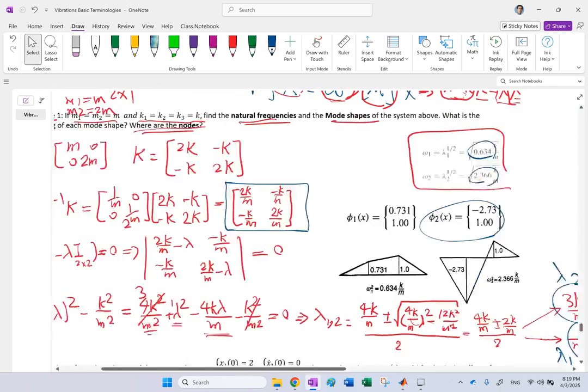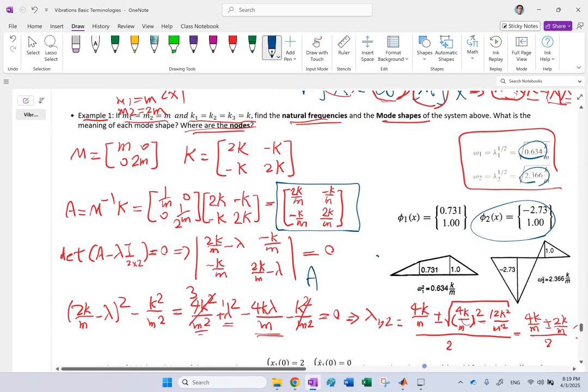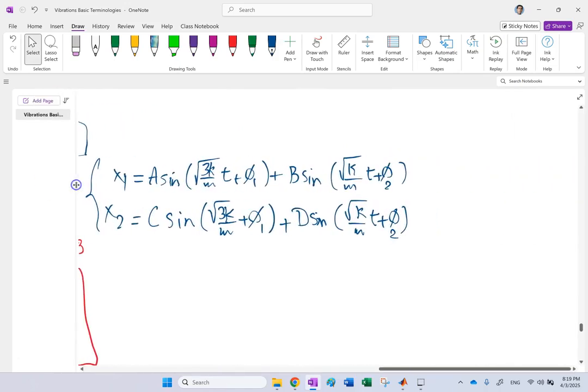With those two lambdas, I have to go back to this equation that A times x, magnitude x, equals lambda times x. And since now I have lambda 1, I can find x1, and then for lambda 2, I can find x2. These mode shapes, these vectors here, which here is shown by phi of x or capital X, doesn't matter, it's just a notation. So let's go ahead and look at this matrix, this M inverse K, and see if we can find the mode shapes of this one.